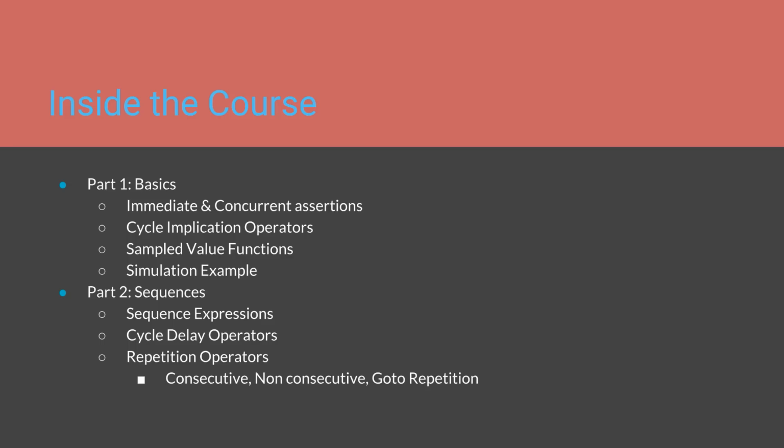This course is divided into two parts. The first part is covering the basics of assertion, and the second part is covering sequences in detail. In the basics, you will learn immediate and concurrent assertions, cycle implication operators, sampled value functions, and simulation examples. And in the second part, you will learn in detail sequence expressions, cycle delay operators, and repetition operators. Both these parts are of length 1 hour each, and both of them will teach the concepts in detail with examples.